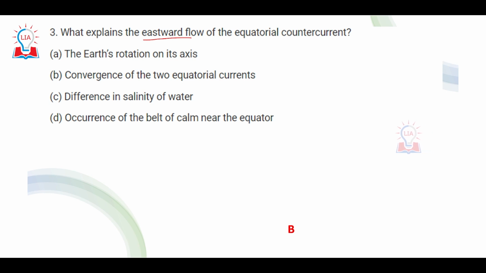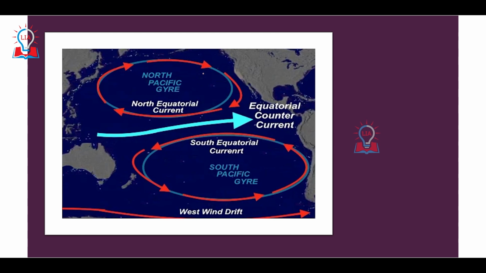of the equatorial countercurrent. So first of all, what is the equatorial countercurrent? If you look at this particular diagram, this is the Pacific Ocean. In the Pacific Ocean, the general circulation of the ocean current happens in the manner shown by the red arrow here.